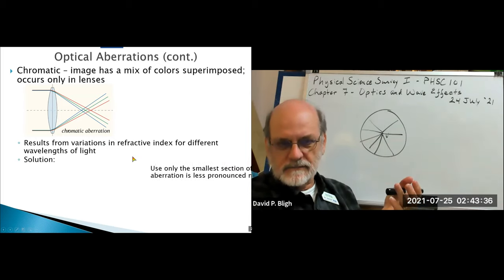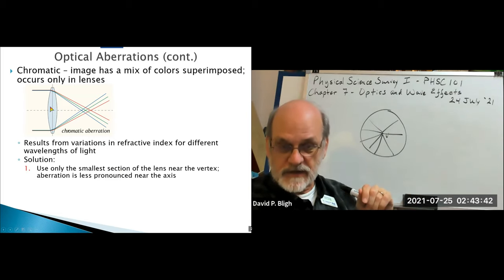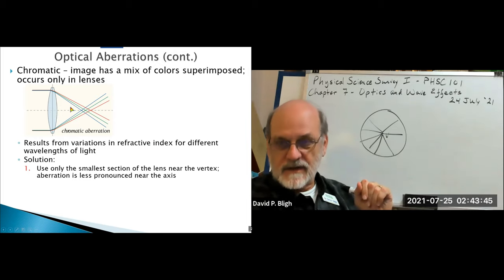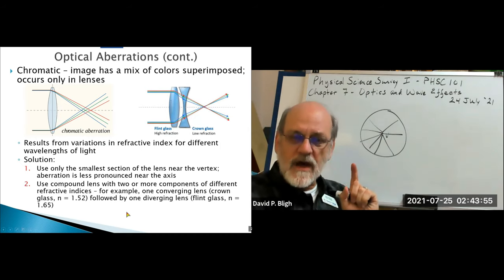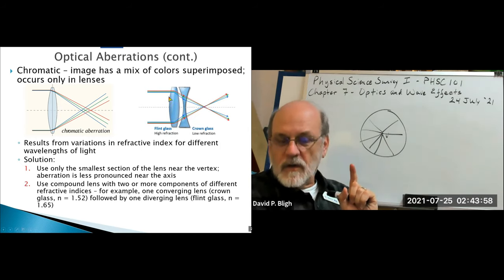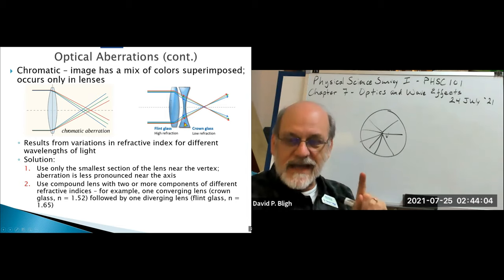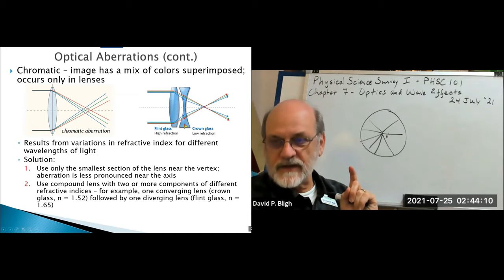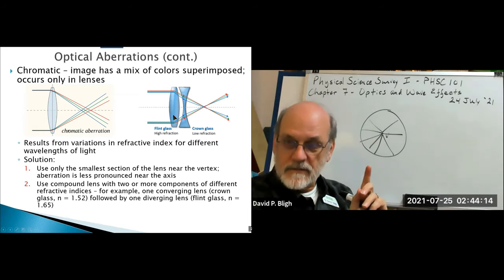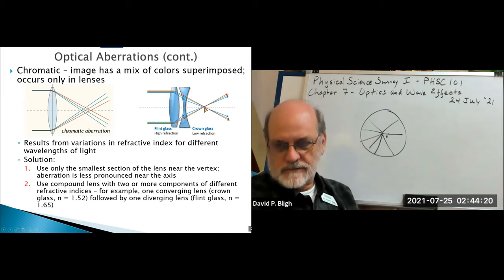How do we deal with it? Well, again, if you use a small section of the lens near the vertex, then you can minimize the chromatic aberration because it's less pronounced near the axis. Or you can use a compound lens where one lens is converging and the other lens, made out of a different index of refraction glass, refracts the wavelengths differently than the convex lens. And it brings everything back into focus for all colors.